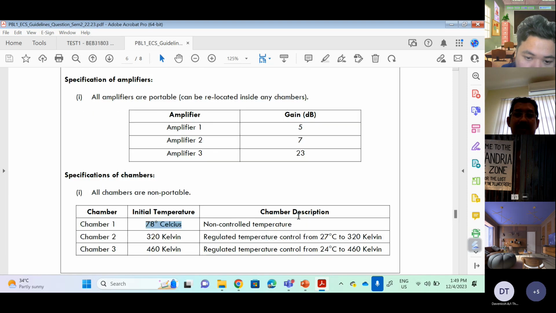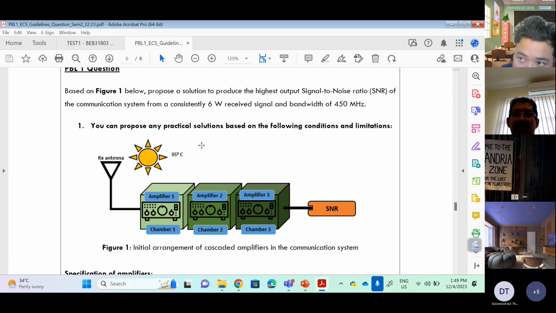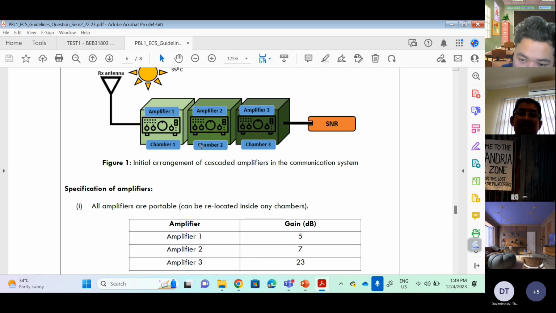Okay, so the first question asks you, propose any practical solutions based on the following conditions and limitations. So macam mana ni? Sekarang kita ada 3 amplifier, kita ada 3 chamber. Berdasarkan parameter ini, you boleh cadangkan bagaimana kita nak achieve SNR yang tertinggi. Macam mana? Adakah kita nak letak, macam saya kata tadi, untuk amplifier yang mempunyai noise factor yang rendah, letak di depan. Dan seterusnya.